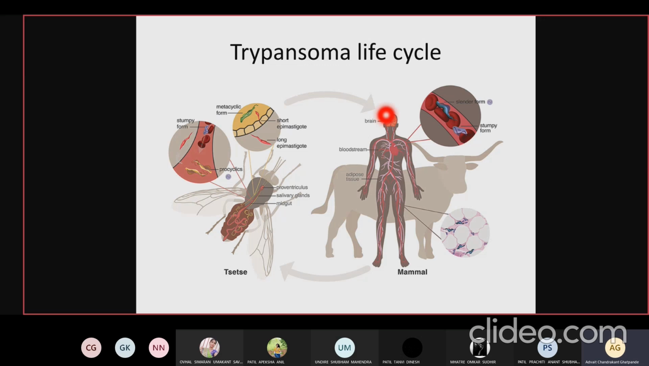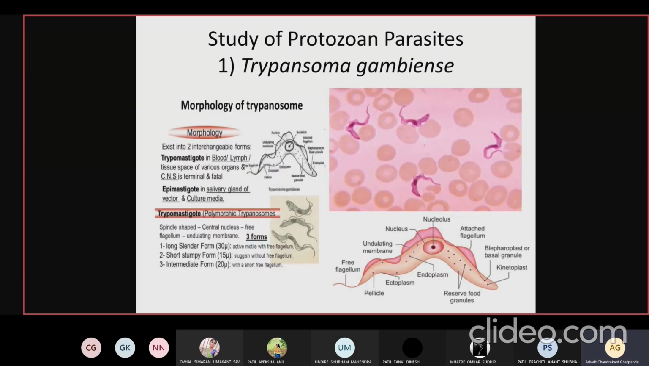And the life cycle keeps on continuing. Actually, keep in mind that the life cycle part is not there in your syllabus. But I'm telling you the life cycle because it is very important for understanding the parasite. If you understand the life cycle, you will understand everything. Therefore, I am covering that. So this is all about Trypanosoma gambiense, and it causes what disease? African sleeping sickness.